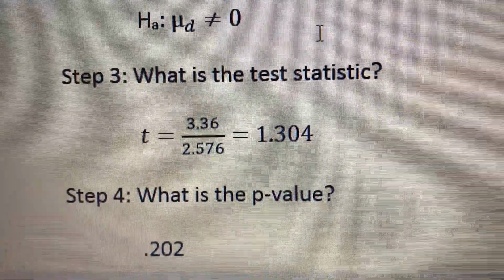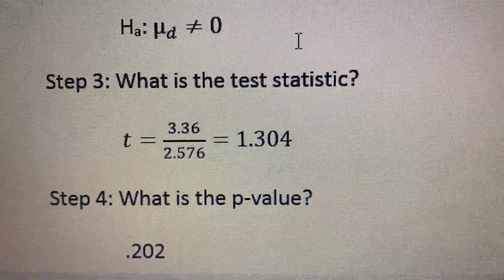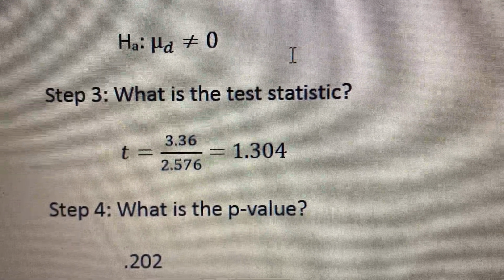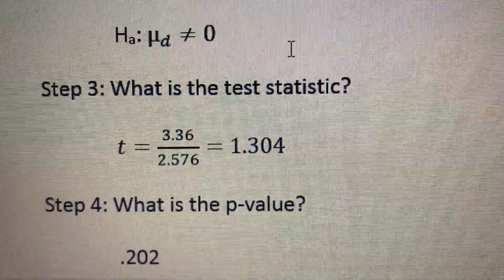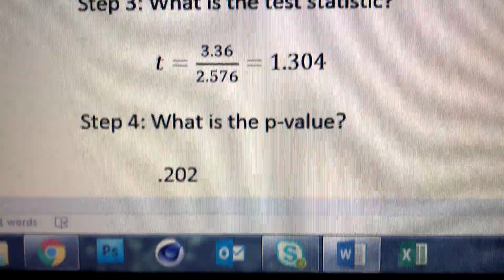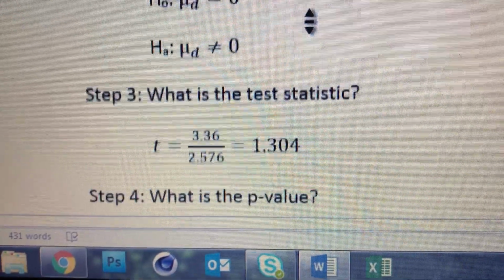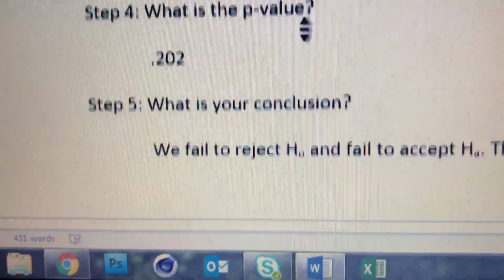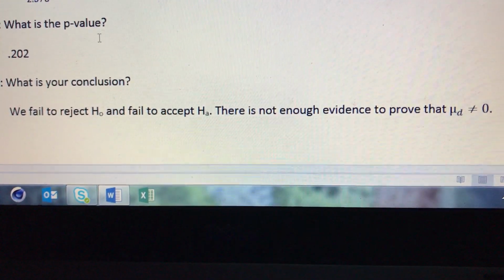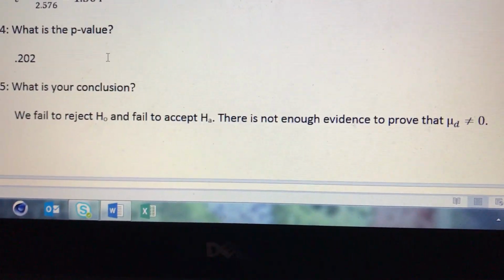Our test statistic is d bar divided by our null standard error, but we've already calculated that, so I did not recalculate it here. 15.24 divided by the square root of 35. What we use for our standard error up in our confidence interval, it's the same thing here. So our test statistic is 1.304. We go to our table, we use 34 degrees of freedom, and we find a p-value of 0.202, which is greater than 0.05. So we fail to reject the null. We fail to accept the alternative. There is not enough evidence to prove that mu sub d equals 0.